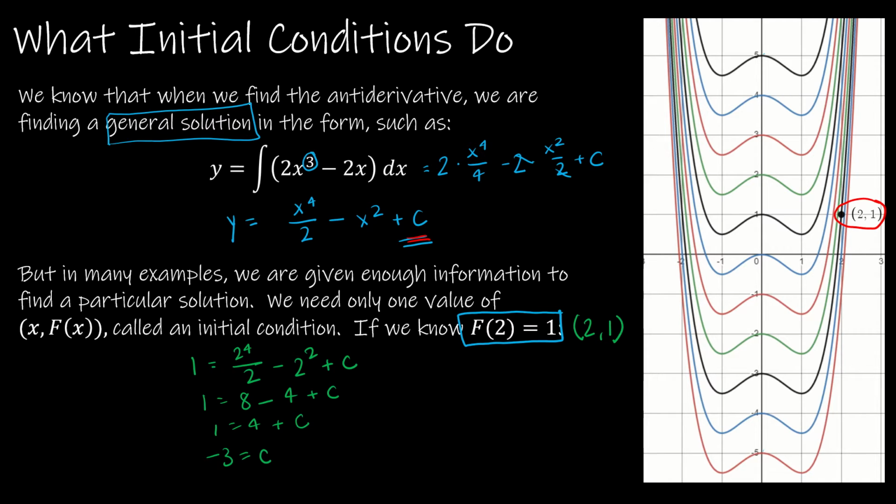So what is the particular solution? The particular solution is y equals x to the 4th over 2 minus x squared minus 3. So I'm just replacing c with -3. So what does that graph look like? That's actually one of the graphs here in black. So it's going through at -3, and here it is continuing up, going through that point 2, 1.